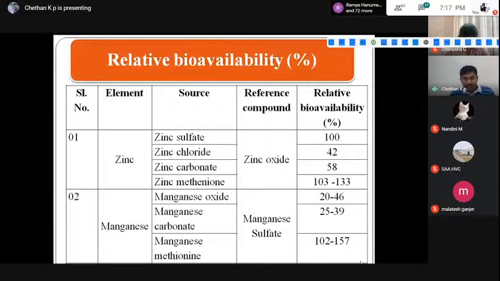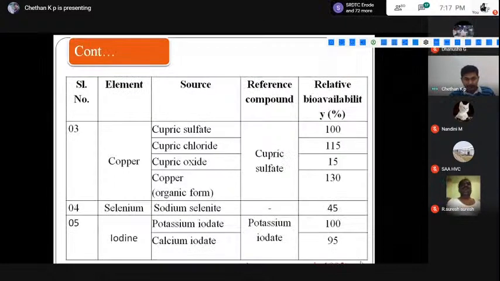So by increasing the bioavailability, we can improve the available zinc in the animals for productive purpose. So this is what is relative bioavailability and bioavailability. Similarly, for other minerals also like manganese, the organic source has higher bioavailability. Similarly, copper, selenium, and iodine.